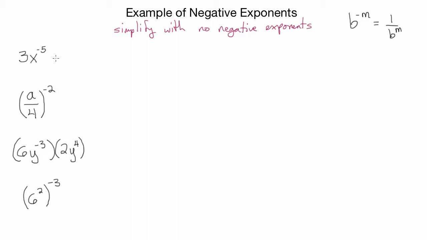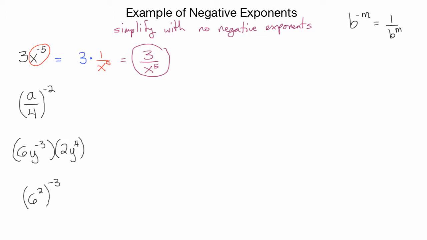The 3 is fine. I'm not doing anything to the 3, so I'm going to keep the 3 where it is. It's 3 times. But now the x is to the negative 5 power, so I need to rewrite that as 1 divided by 5 x's. So it's 3 times 1 over x to the 5th. Well, I can combine them both together. That just means it's 3 divided by x to the 5th power. And that would be simplified.